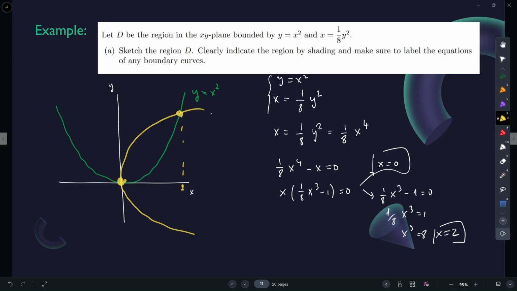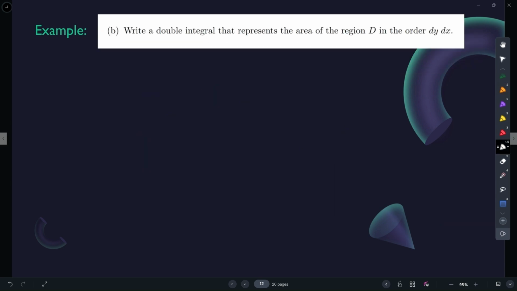So this is the graph of x is an eighth of y squared, and the region we are going to be integrating over is this region. This region right here is the region D we're looking for. And now we want to write a double integral that represents the area of the region D in the order dy dx. So they mean go first in x and then in y.